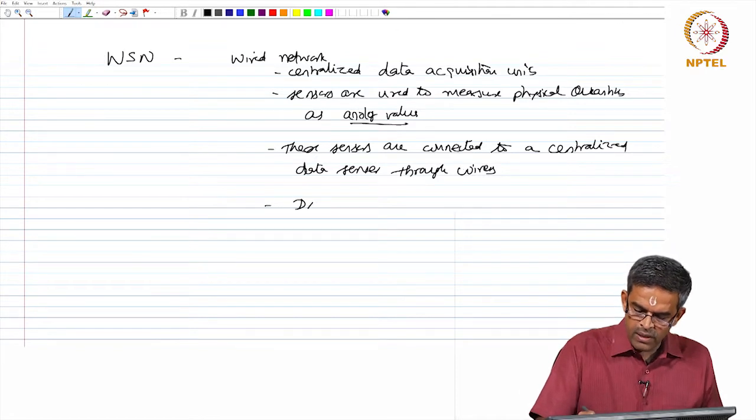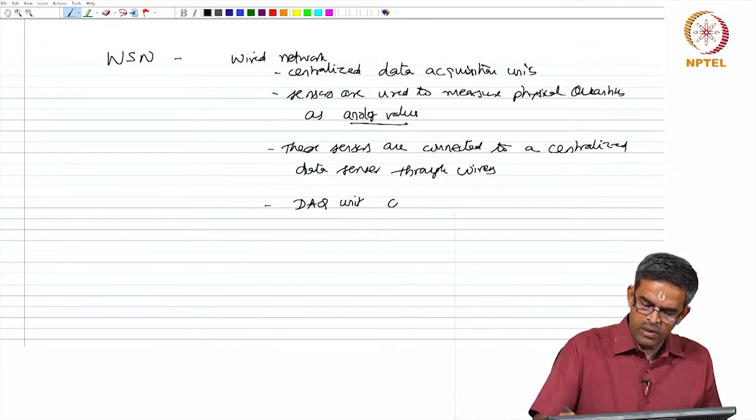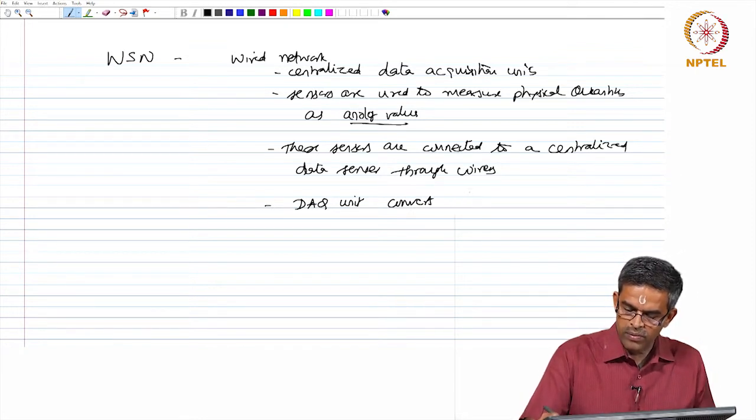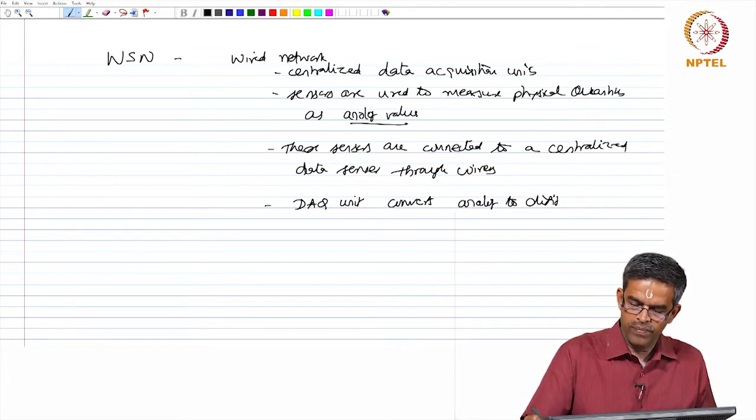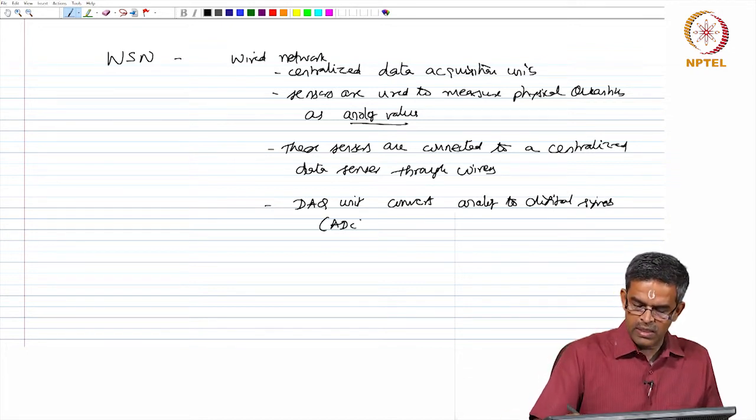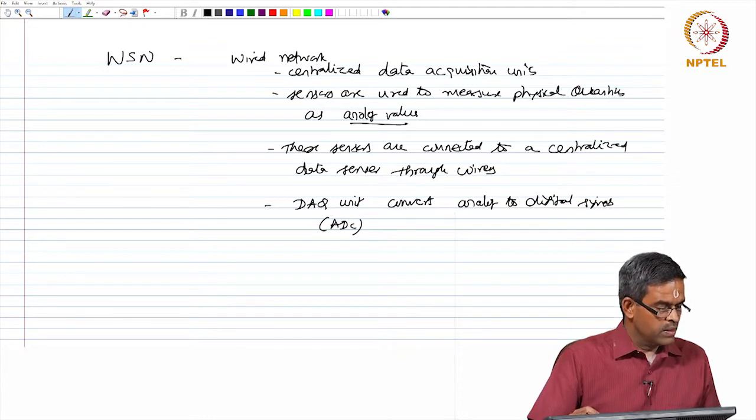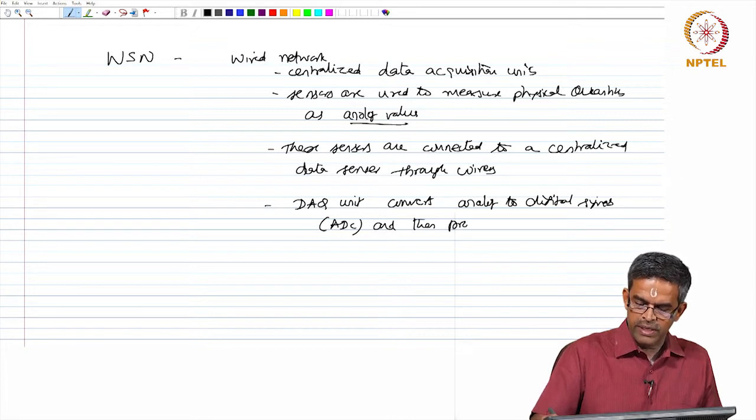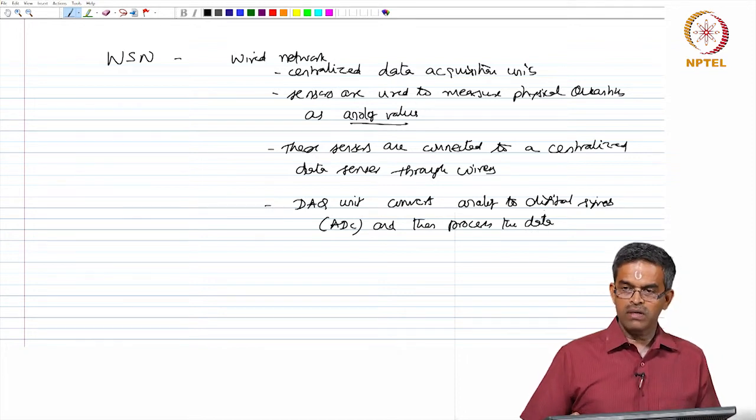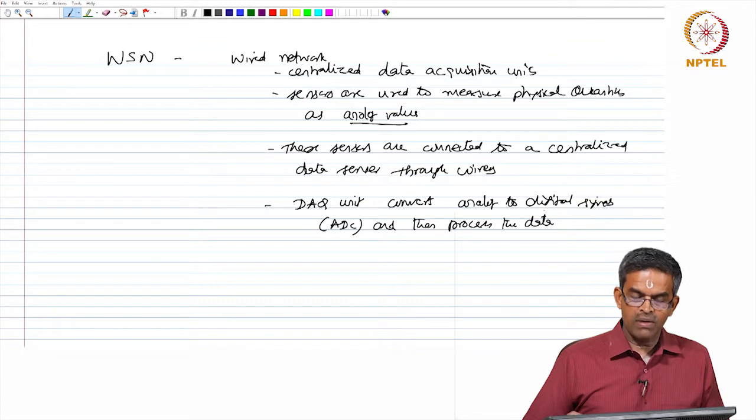Then the data acquisition unit converts analog to digital signals, that is called ADC, analog digital conversion, and then processes the data. See the steps involved in a wired network which actually gave birth to wireless sensor networking. That is the point we are discussing here.